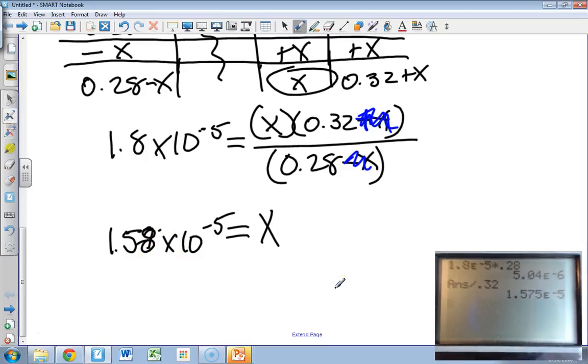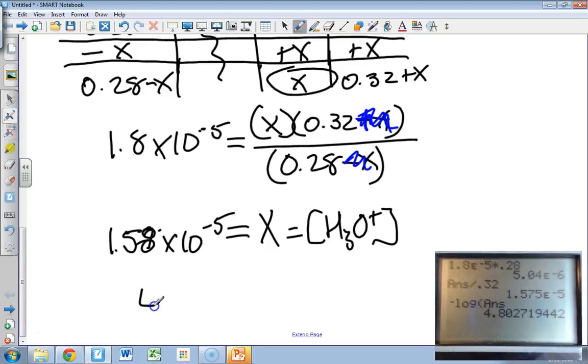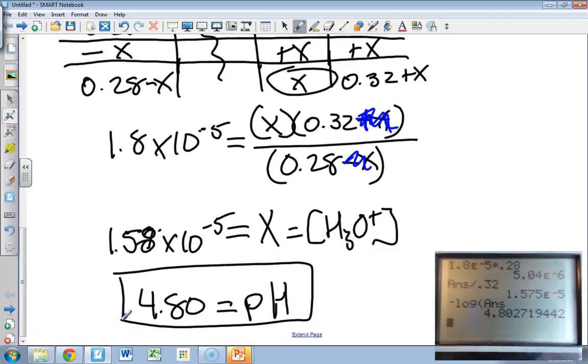Now, that equals the concentration of the hydronium ion, but that is not yet the answer because now we have to do the pH. So we're going to do negative log of that, and we get 4.80 equals the pH. Okay, and so that's how we do that problem. We do it in steps.